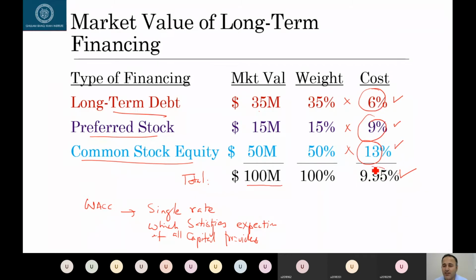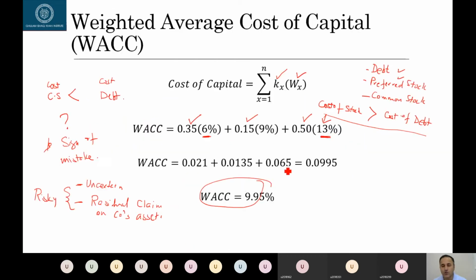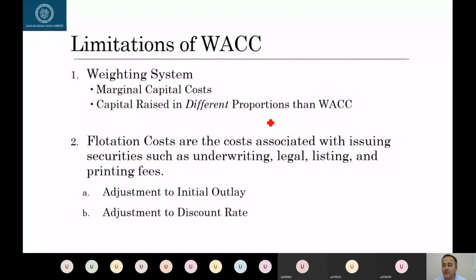So let's say if a company's weighted average cost of capital is 9.95%, it means that this rate individually satisfies the bondholders, the preferred stockholders, and the common stockholders. Okay, because this 9.95 is calculated based on these three components. So WACC is important because it gives you a single rate which satisfies the expectations of all capital providers. But of course, there are certain limitations for WACC.